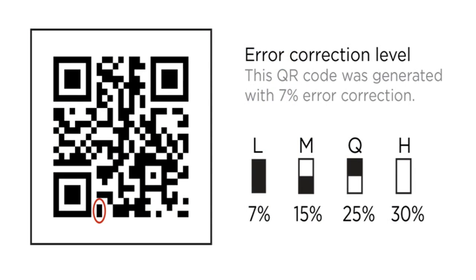The next is error correction level. It determines that even if the QR code is damaged by some percentage, it can still be read by the scanner. Depending upon the need, the error correction level can be of 4 types: low is 7%, medium is 15%, quartile is 25%, and high is 30%. So if a QR code has the low error correction level, that means even if the QR code is damaged by 7%, it can still be read by the scanner.